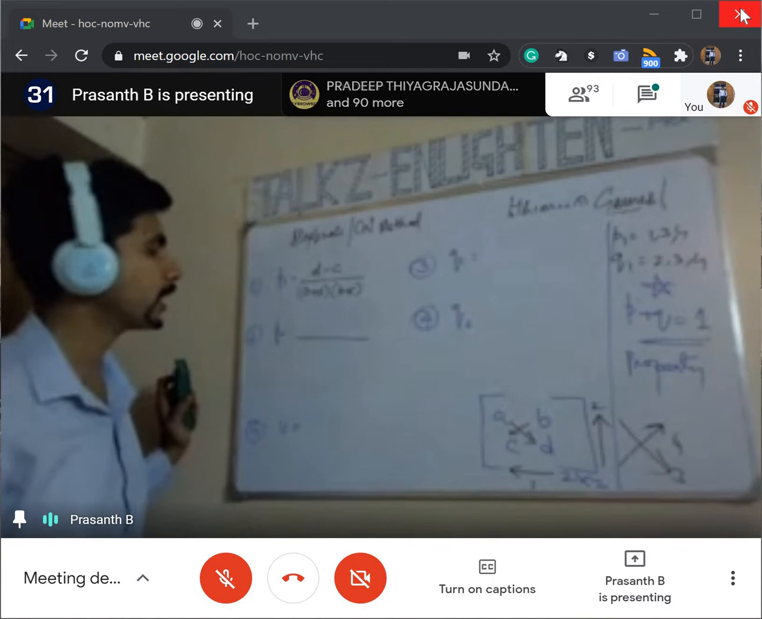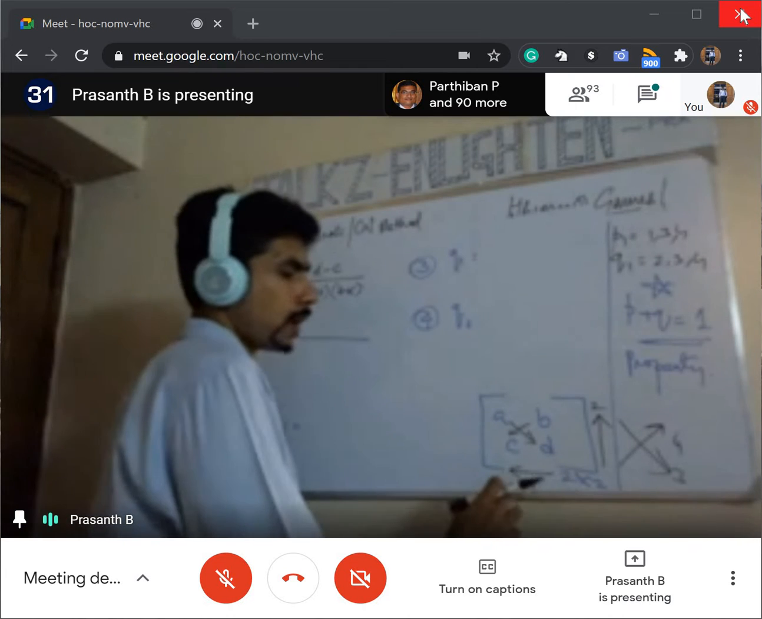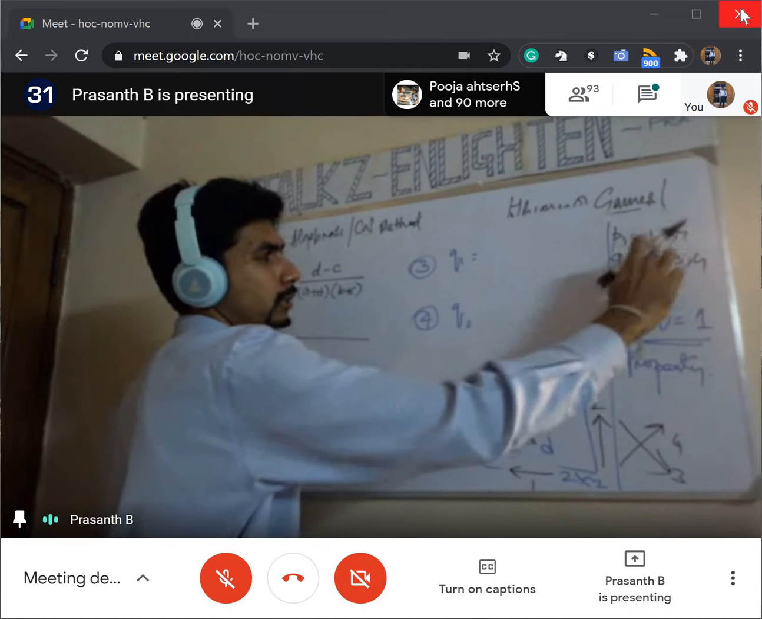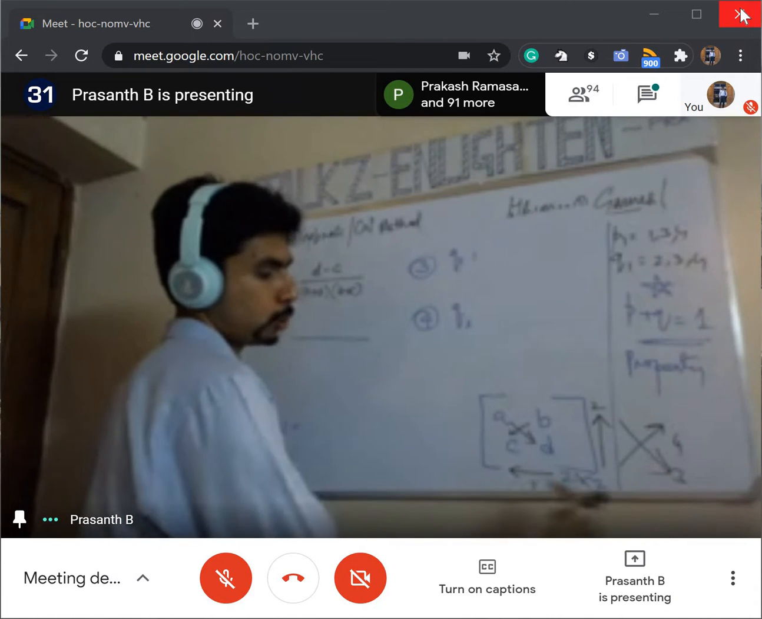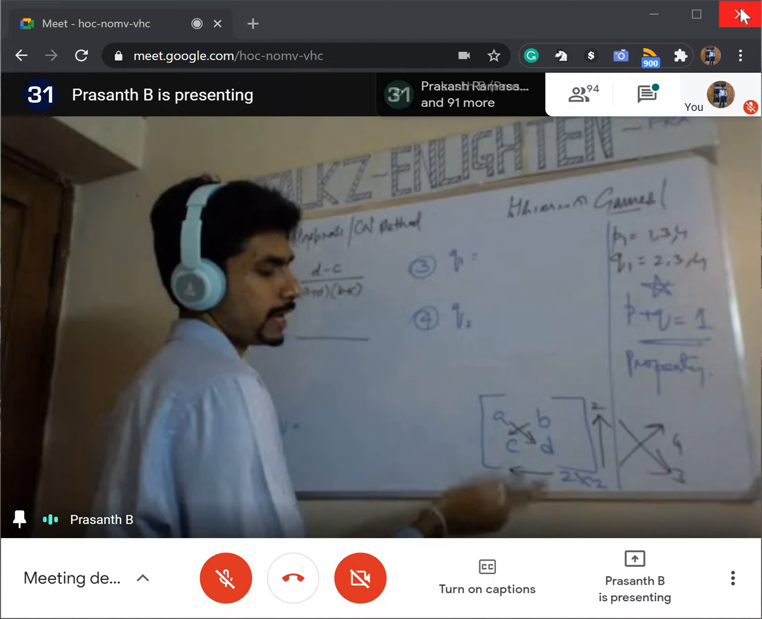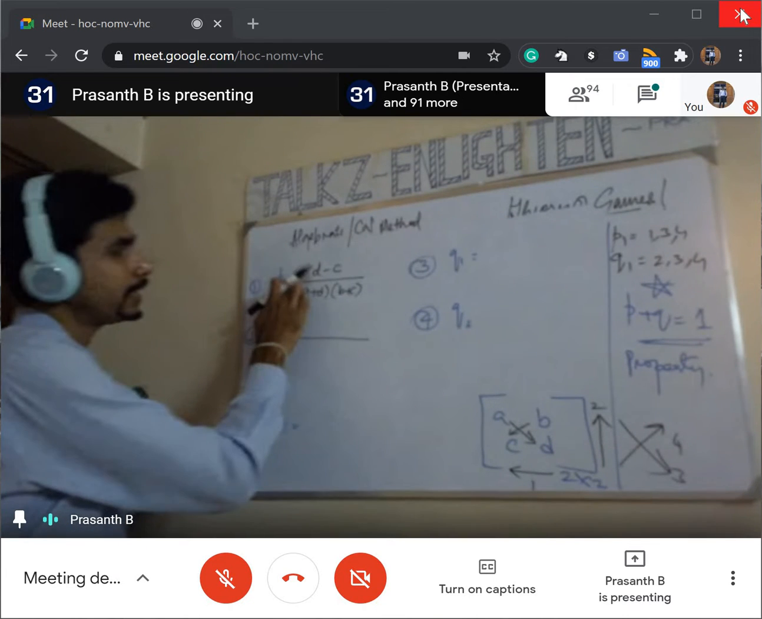So what I am trying to say here is very simple. 2 cross 2 matrix, 1, 3, 4. So what is 1? 1 goes like this: D C, whatever is there immediately above that. So the arrow mark is like this. So it will be D minus C.